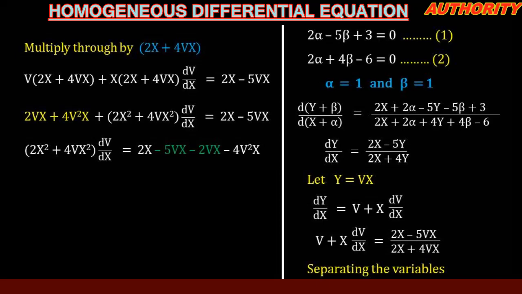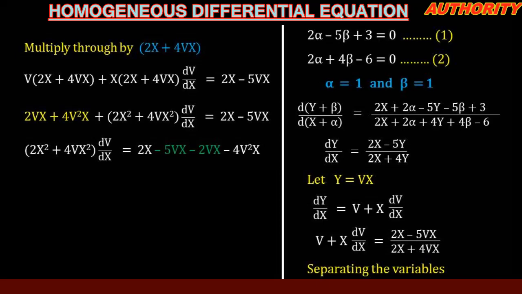All right, good. Now, when you say minus 5vx minus 2vx, what is it going to give you? It's going to give you 7vx. That means you have minus 7vx. So here now, we are going to multiply both sides by dx.